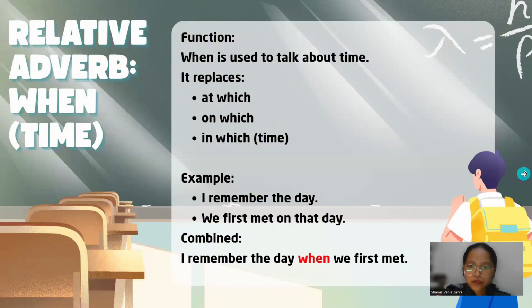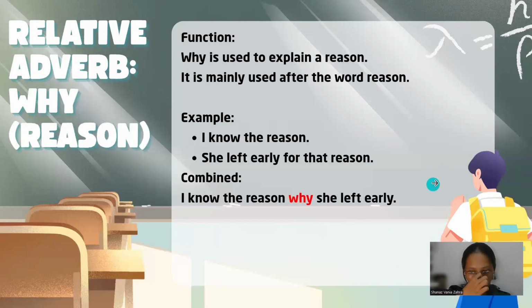Let's move on. Okay, relative adverb "why" for reason. The function of "why" is to explain a reason. It is mainly used after the word "reason". Example, I know the reason. She left early for that reason. If we combine, I know the reason why she left early. All right, so "why" is used as a relative adverb to explain a reason.